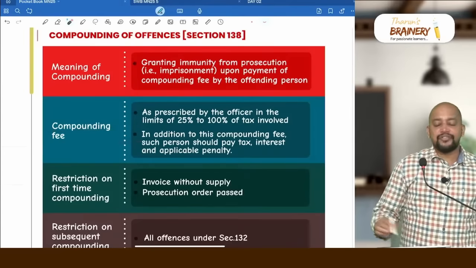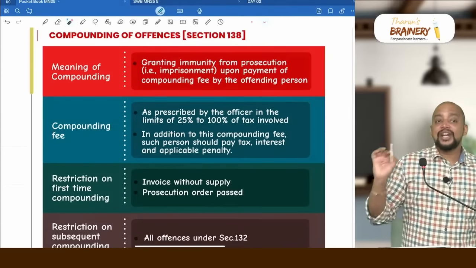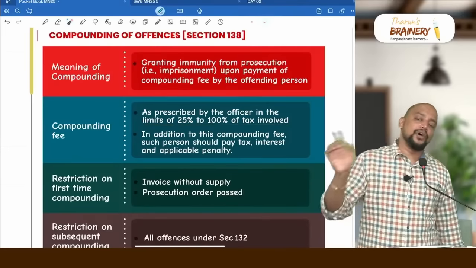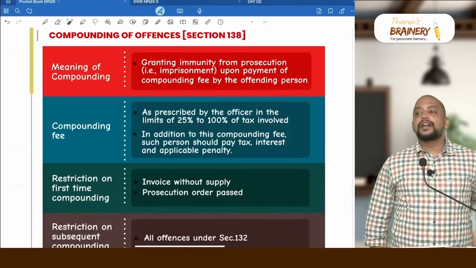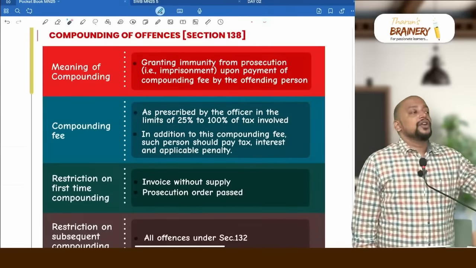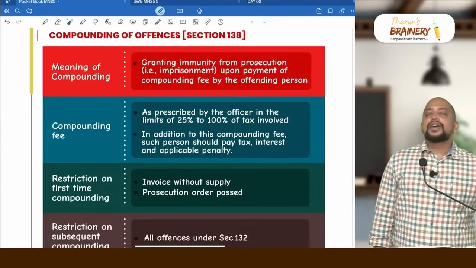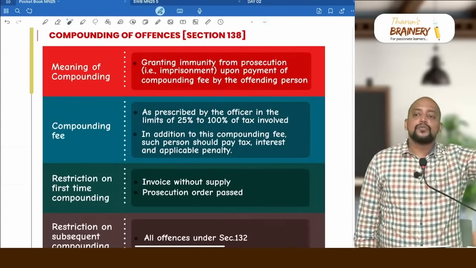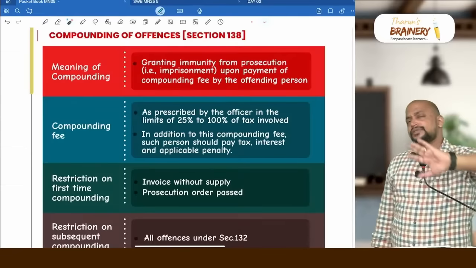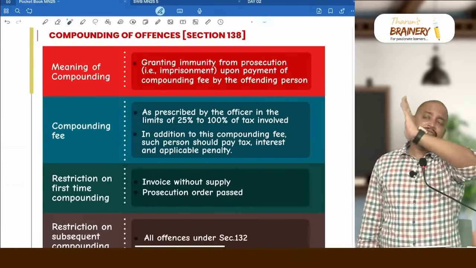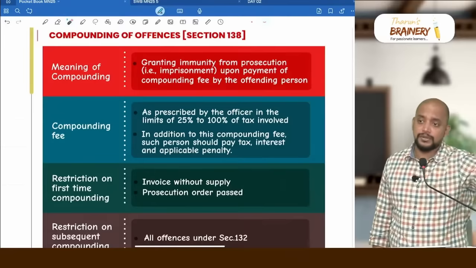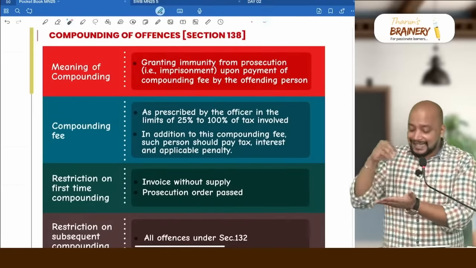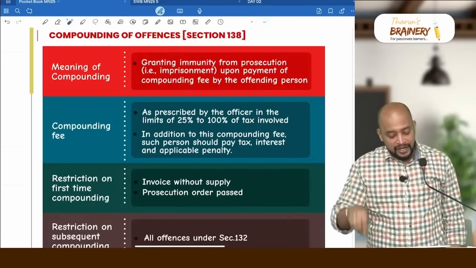What is the compounding fee? The general compounding fee is 25% to 100% of the tax involved. So this 25% to 100% is general, not for any specific offence. So in the question, when they are asking what is the compounding fee payable for compounding of offence, you just write 25% minimum compounding fee and 100% of the tax is the maximum compounding fee.